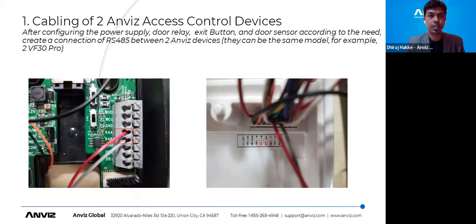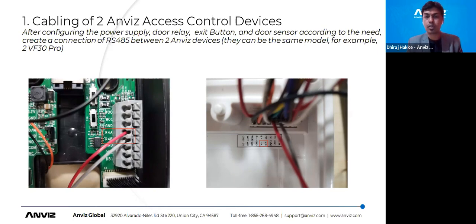After configuration, apart from the accessories, you can connect the device to the power supply, and you can connect the door relay, like an EM lock, bolt lock and other things. You can connect the exit button, and then the door sensor and other features. Apart from that, you can connect the two devices using RS-485. The models that I have shown you will support RS-485 communication.